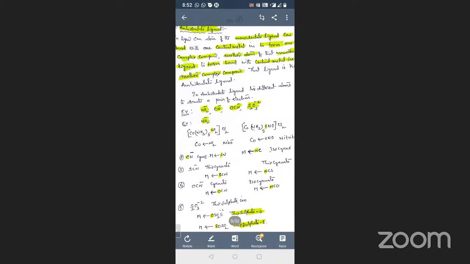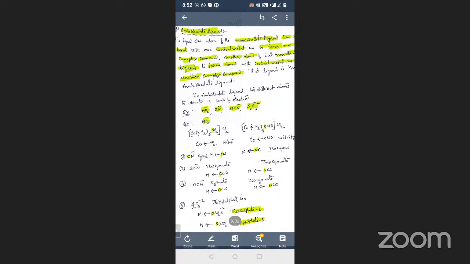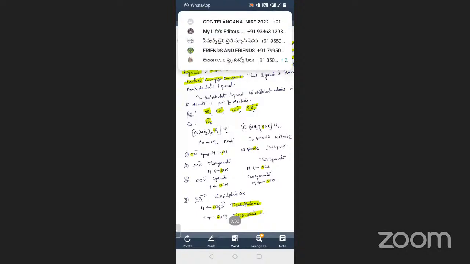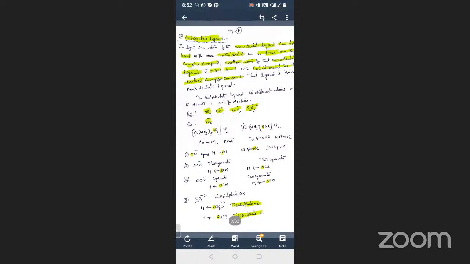You can take the best example here, the ambidentate ligand, and it is a monodentate ligand only. In a monodentate ligand, one atom can donate a pair of electrons towards the central metal ion to form one kind of complex. When another atom of the same monodentate ligand donates the pair of electrons towards the central metal ion, it forms another type of complex. So we are getting two types of complexes with one monodentate ligand only. Those types of monodentate ligands are known as ambidentate ligands.